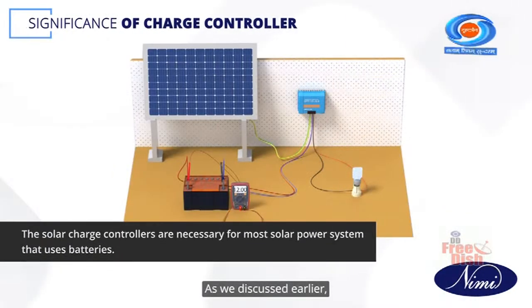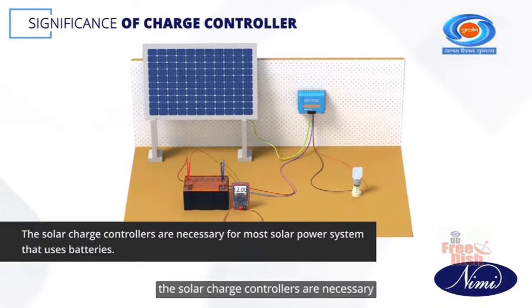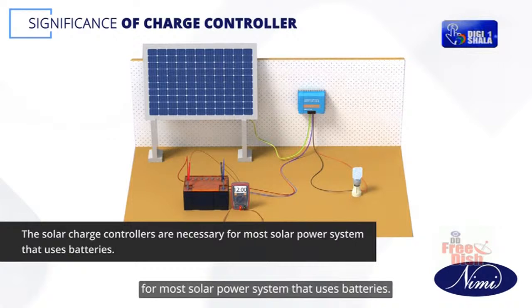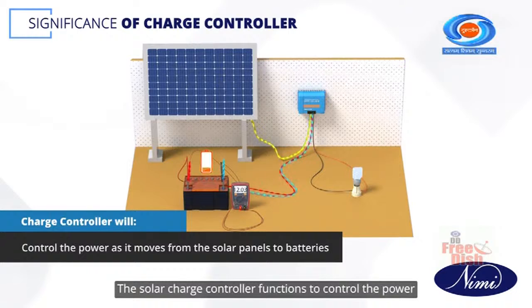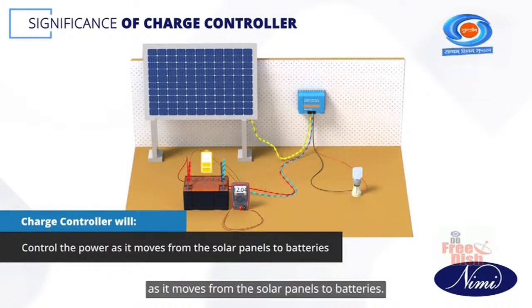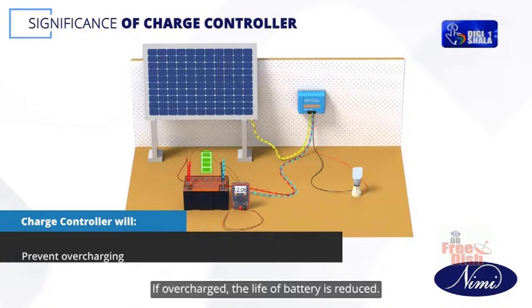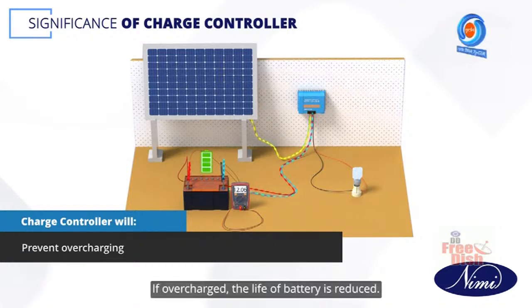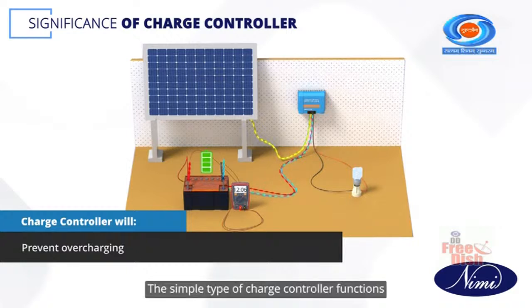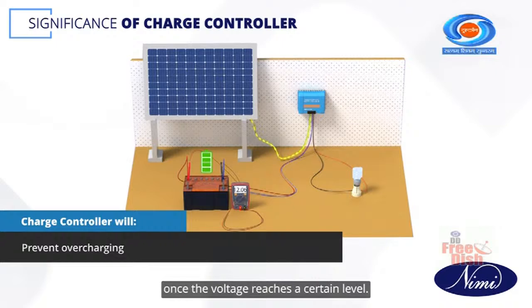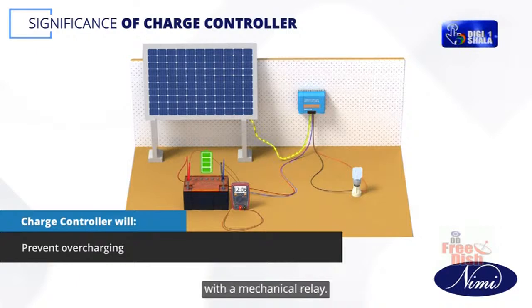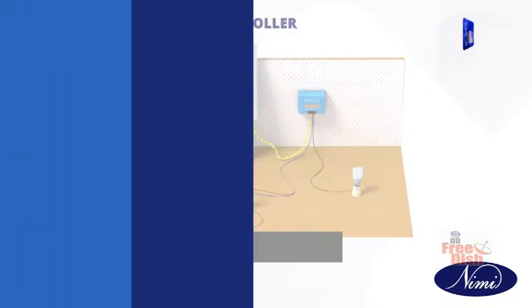As we discussed earlier, the solar charge controllers are necessary for most solar power system that uses batteries. The solar charge controller functions to control the power as it moves from the solar panels to batteries. If overcharged, the life of battery is reduced. The simple type of charge controller functions to monitor the battery voltage and opens the circuit to stop the charging process once the voltage reaches a certain level. Older charge controllers accomplished this with a mechanical relay.